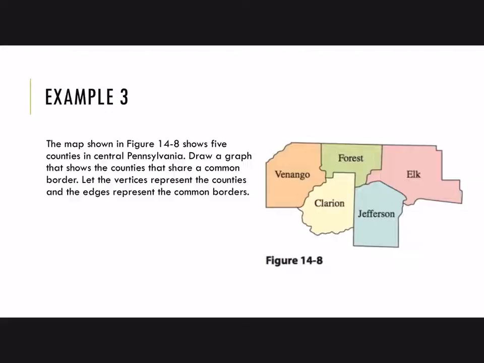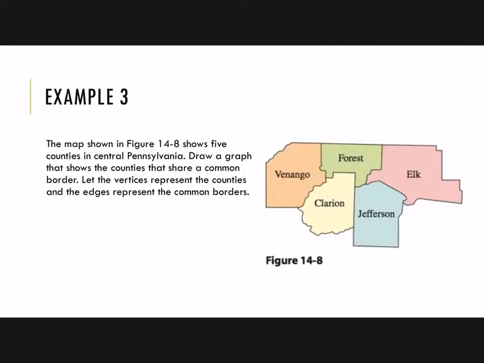Here's another example. This is a map of 5 counties in central Pennsylvania. Draw a graph that shows the counties that share a common border. Let the vertices represent the counties, and the edges represent the common borders. Okay, so we don't have a choice here. We're given the vertices and the edges.